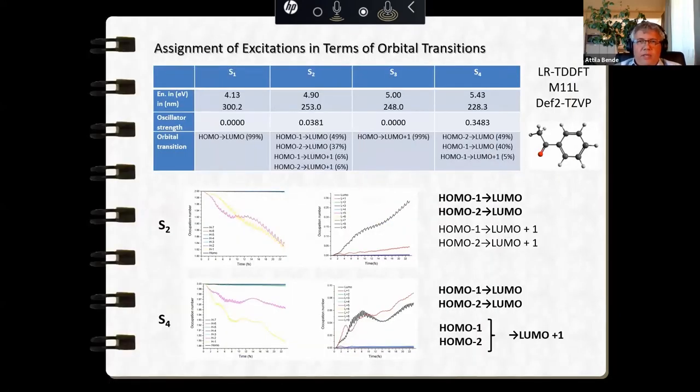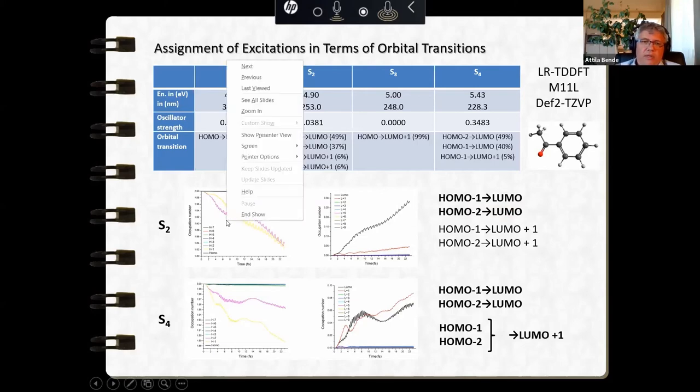About the assignment of excitation in terms of molecular orbitals, here in this table you can see the first four excited states for the acetophenone molecule. The first excited state is a dark state, so we use the second excited state to compare the orbital excitations between the linear response and the real-time time dependent. And the linear response tells us that we have excitation from HOMO-1 to LUMO and HOMO-2 to LUMO orbitals. With the real-time TDDFT, we were able to reproduce the same excitations.